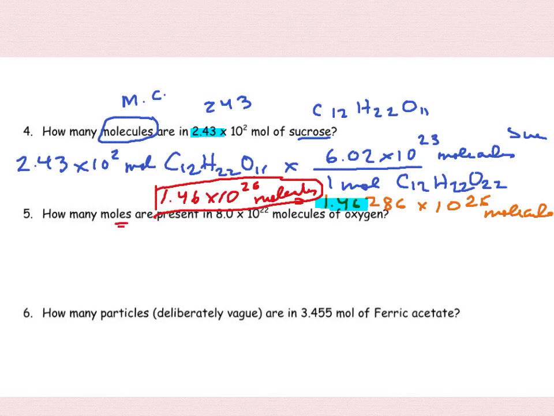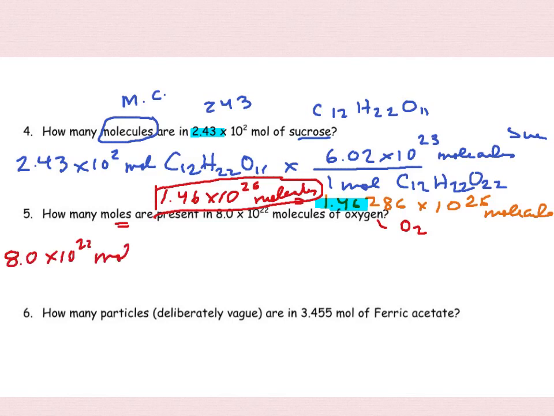Example 2. How many moles are there in 8.02 by 10 to the 22nd molecules of oxygen? Don't forget that oxygen is O2, diatomic. And that's why the particle is a molecule and not an atom, even though it's an element. There are 2 atoms per molecule. Write down what you're given: 8.02 by 10 to the 22nd.